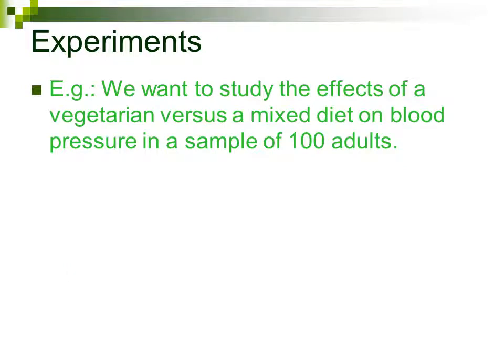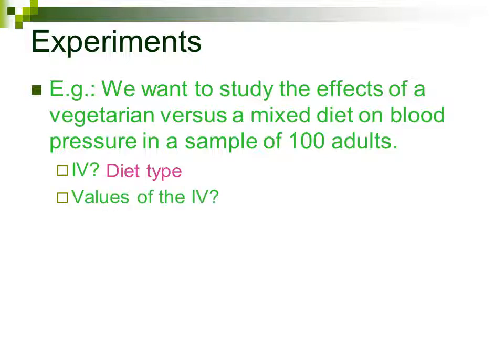So just to make sure we understand all of those terms, let's go through an example. In this example, we want to study the effects of a vegetarian versus a mixed diet on blood pressure in a sample of 100 adults. So first, what is the independent variable in this study? What variable are we manipulating or choosing the values for? In this example, the independent variable is diet type. So we're choosing which diet type participants in our study will eat or receive.